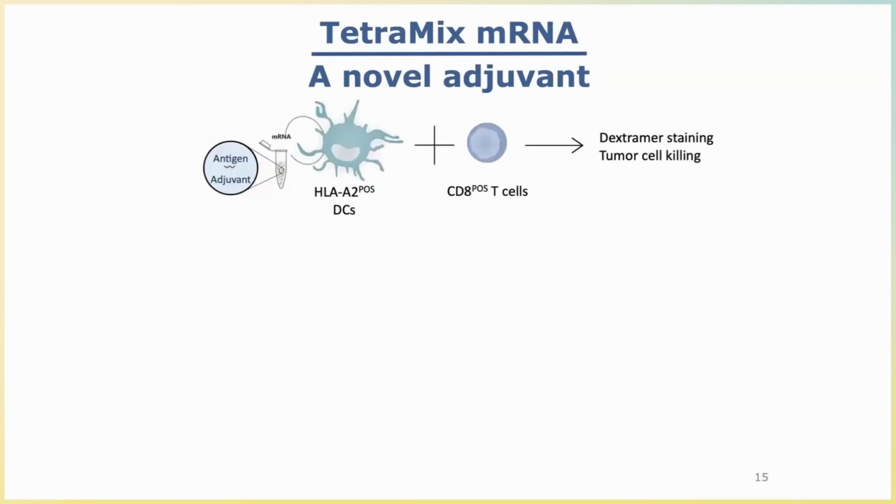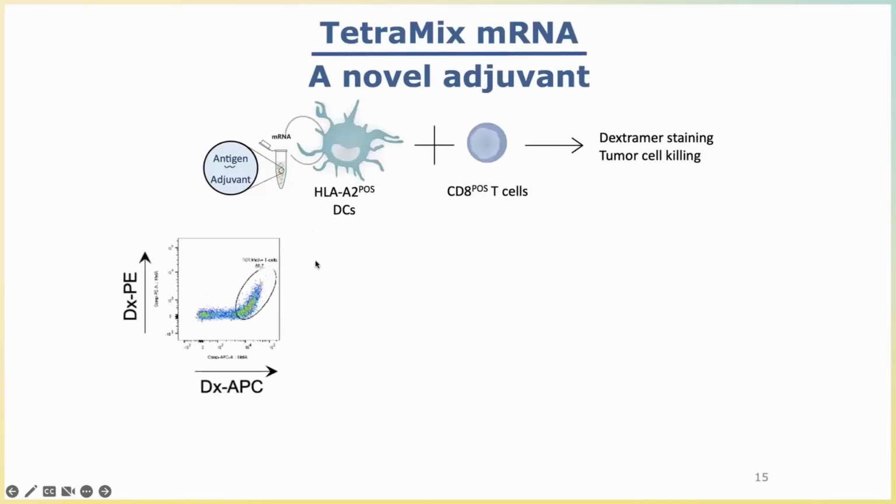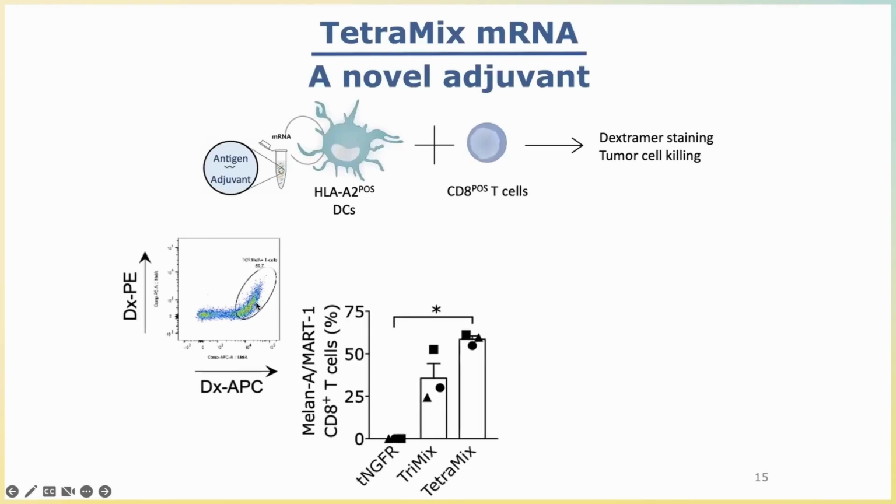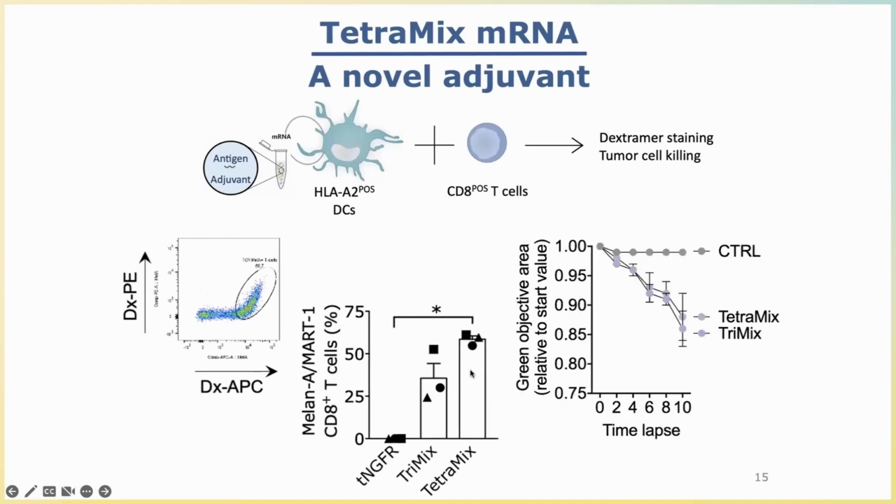And so that was the next thing we addressed, using a similar system where we looked at HLA-A2 positive dendritic cells that were co-cultured with CD8 positive T cells, and then we looked at the dextramer staining. The dextramer staining looks like this when you do the flow cytometry. And when you summarize these data, we see that indeed tetramix dendritic cells are more prone to stimulate T cells. We then looked at the capacity of these T cells to kill tumor cells.